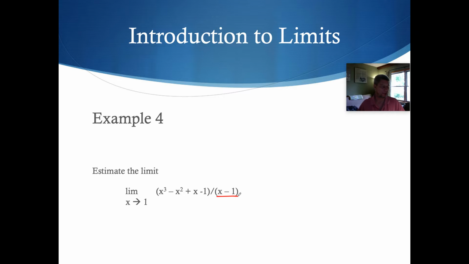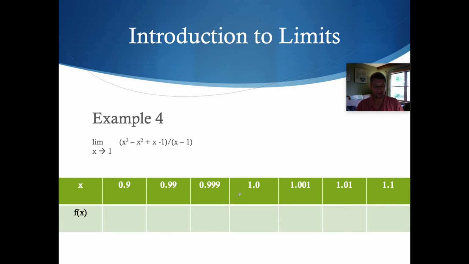So in order to actually calculate this limit, we're going to have to go through the table method that we did in examples 2 and 3. Let's have a look at this here, shall we? Obviously we're looking for the limit as x approaches 1, so I'm going to put 1.0 right in the middle of the table, and of course that gives me an undefined term. Now, I'm going to decrease 1 by 1/1000th, 1/100th, and 1/10th. On the right side, I'll increase it by 1/1000th, 1/100th, and 1/10th, just to see what happens.